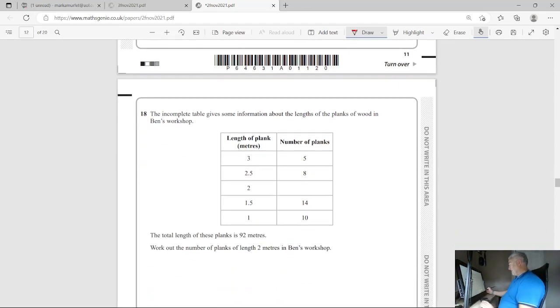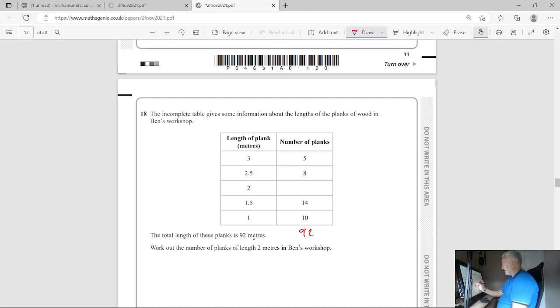So a 3 meter length plank, number of planks is 5, 2.5 is 8, 2 we don't know, 1.5 is 14, and 1 meter long is 10. The total length of the planks is 92 meters. So we know it's 92 overall. Work out the number of planks of 2 meters long in Ben's workshop.